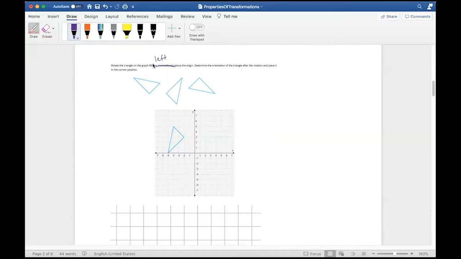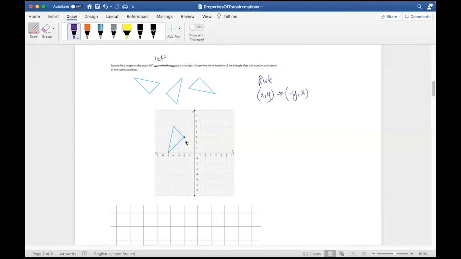So a couple things, you can Google and look up a rule for a 90-degree counterclockwise rotation. And the rule for that rotation is that your point (x, y) is going to change to (negative y, x). So that means the x and y flip, and whatever your y value was is going to become the opposite. So using these rules can really help you.